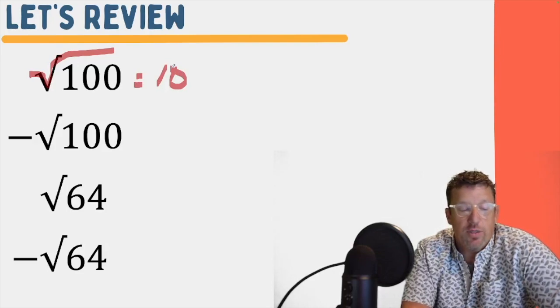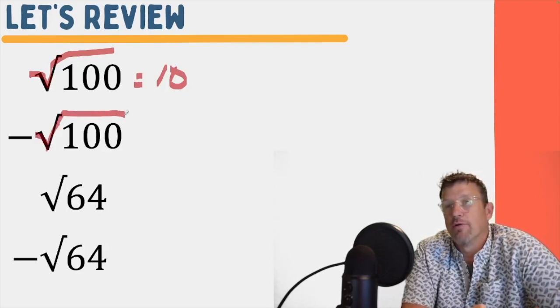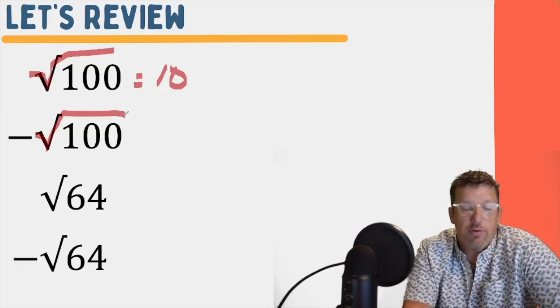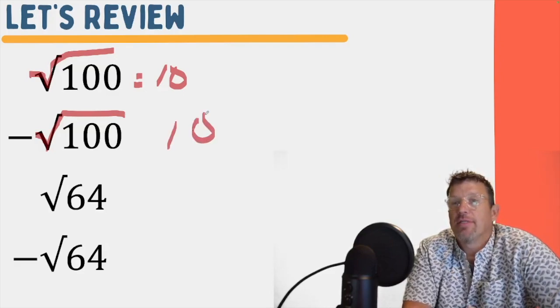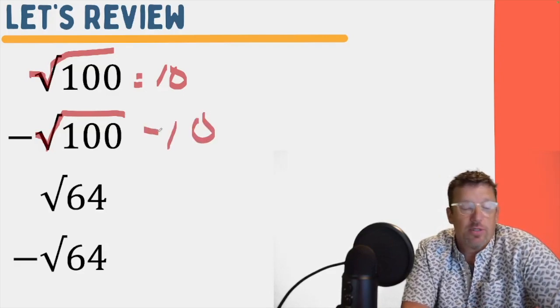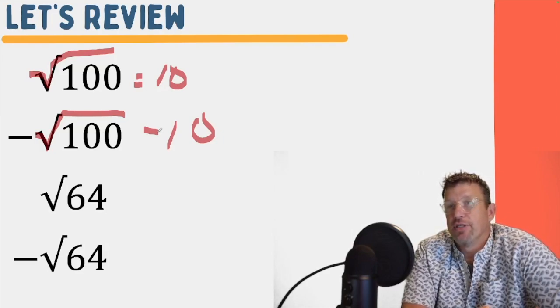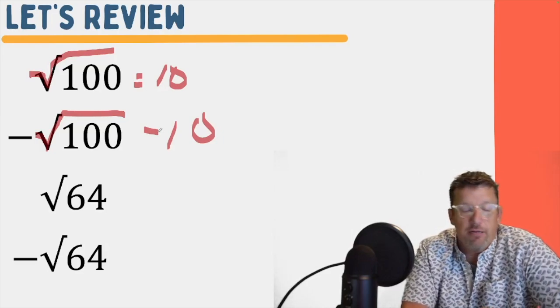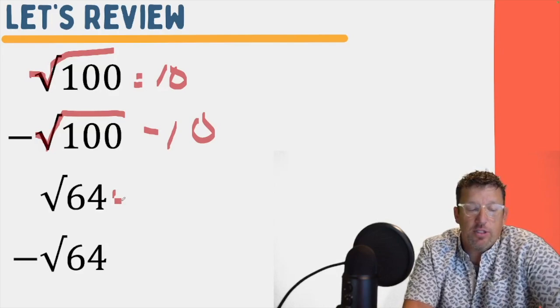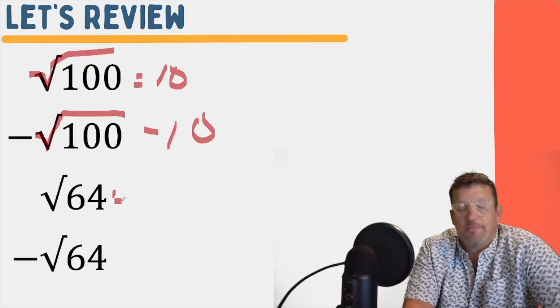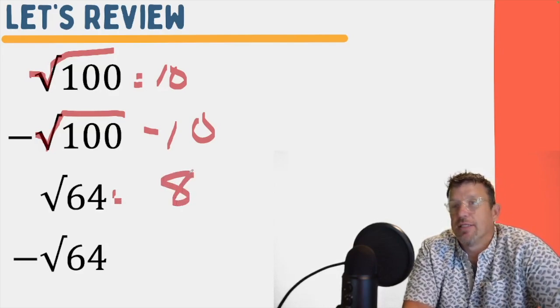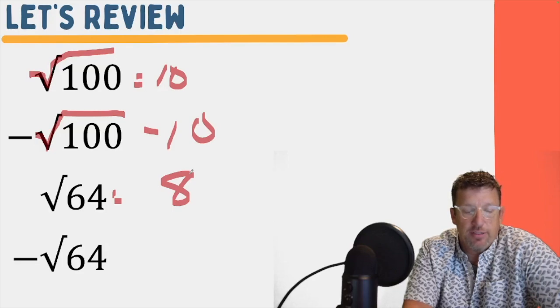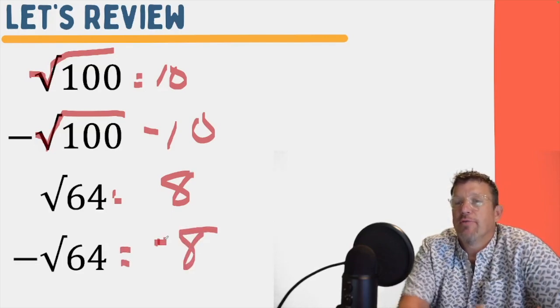This one says, what is the opposite of the square root of 100? Well, we know the square root of 100 is 10. What's the opposite of 10? Well, it's the negative. You can say, what's the negative version of the square root of 100? And if we go down here and just finish that pattern, what's the square root of 64? 8. 8 times 8 is 64. What's the opposite of the square root of 64? Well, that equals negative 8. Okay, just a review.